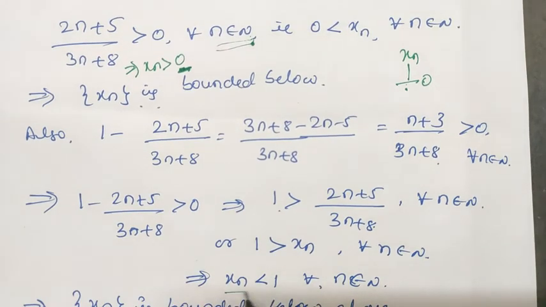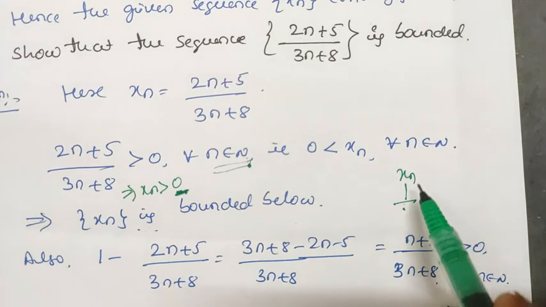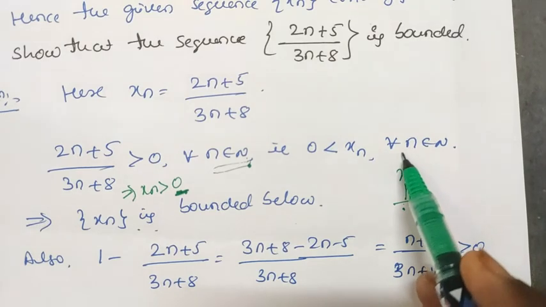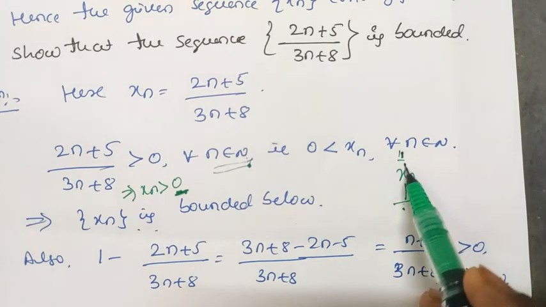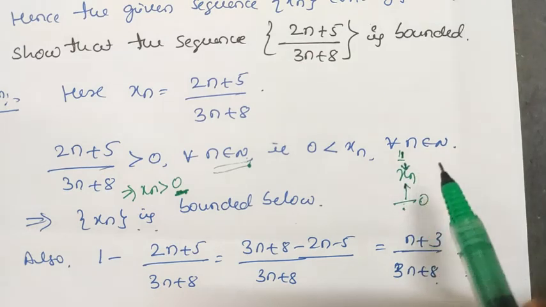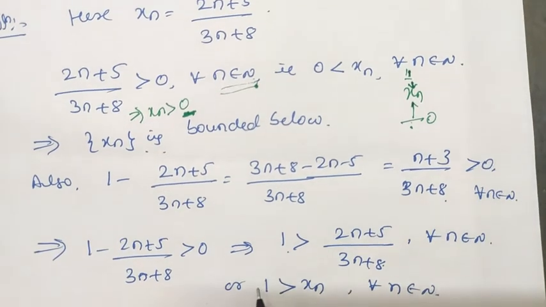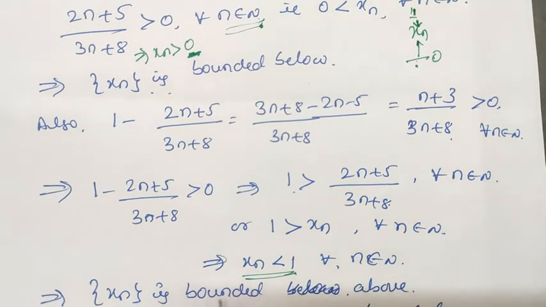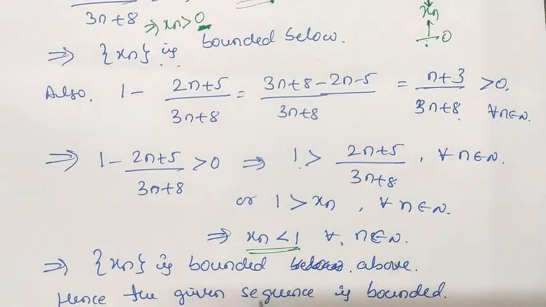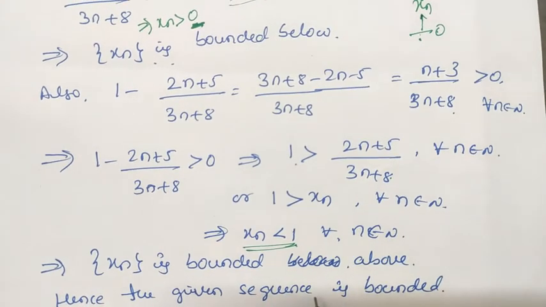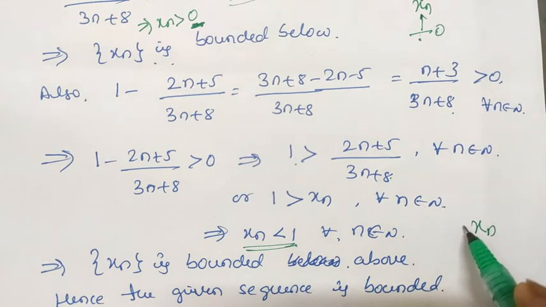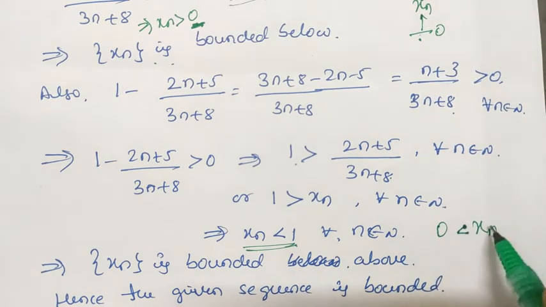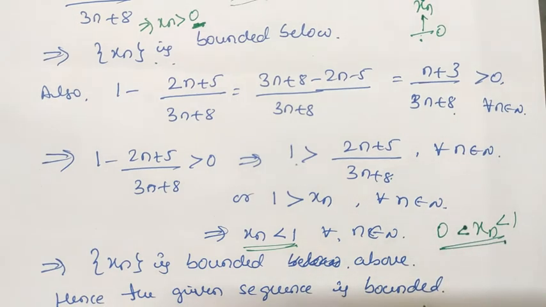So xn is less than 1. It is smaller than 1, and bigger than 0. So if xn is less than 1, it is bounded above. Hence the sequence is bounded below and bounded above. That is, here we got xn greater than 0 and less than 1. So from this we can say that the sequence xn is bounded.